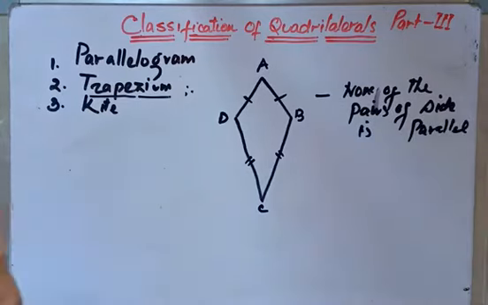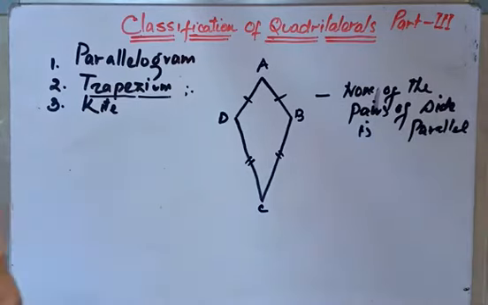a kite. You can see that these consecutive sides are equal. AD is equal to BC and BC is equal to DC, right? Okay, then let's try to join its opposite vertices to get its diagonals. This is diagonal AC and this is diagonal BD.